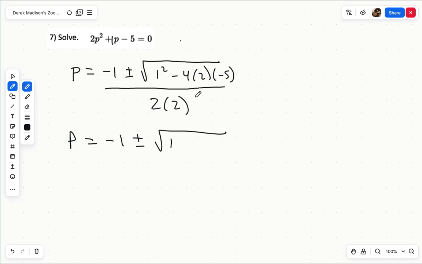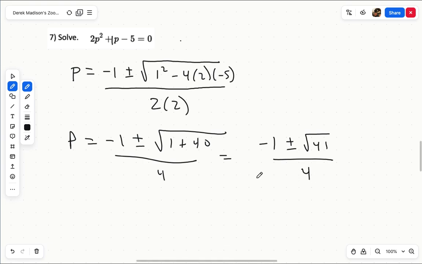that will be 1, that double negative is going to be a plus, 8 times 5 would be 40 over 4, and so the answers are negative 1 plus or minus root 41 over 4. And that would be it. The 41 doesn't reduce at all, so nothing further to do there.